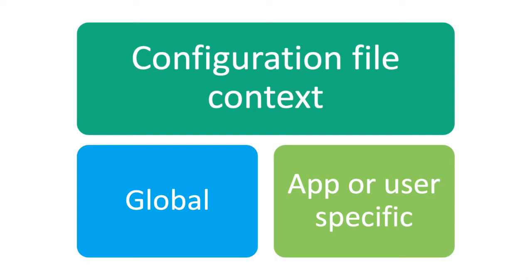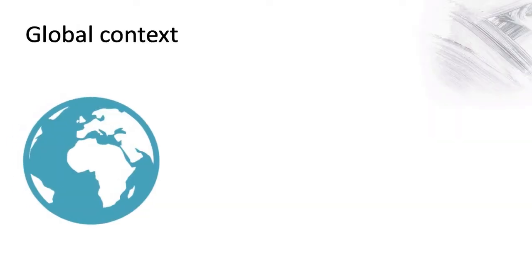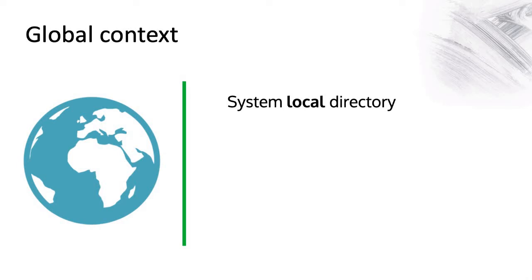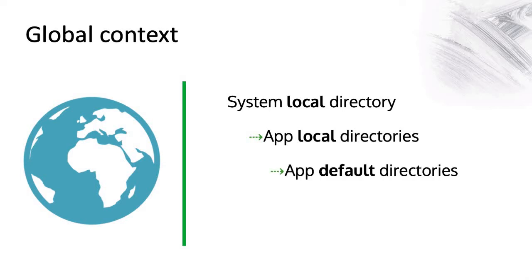Within these two, we generally also have precedence, and it goes like this. Let's talk about the global precedence. In the global context, this is the precedence of Splunk: system local directory, app local directory, app default directory, and the final one, system default directory.